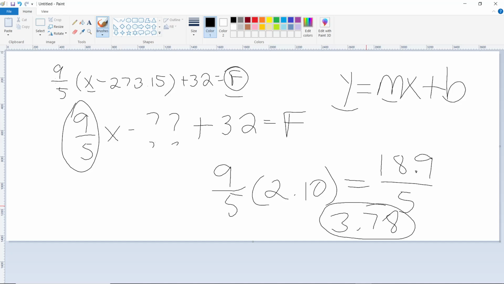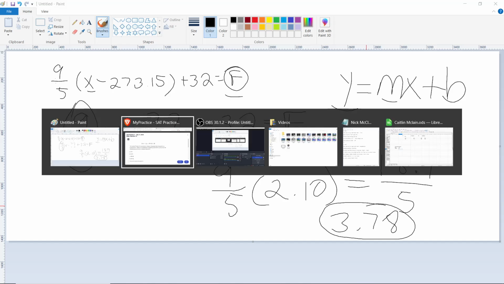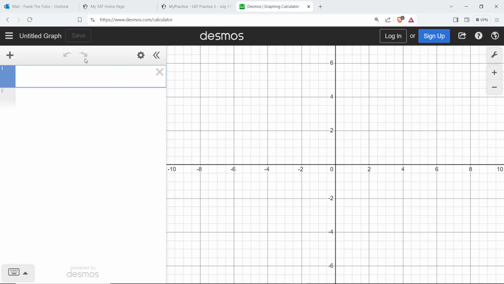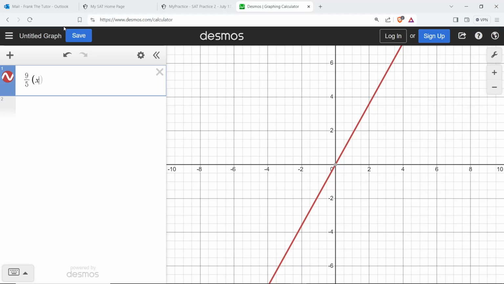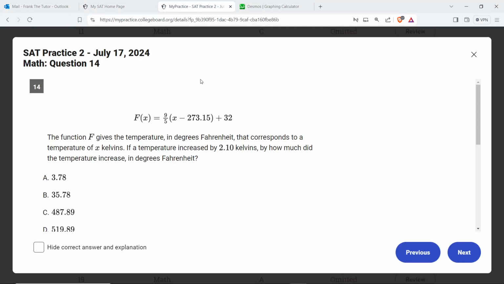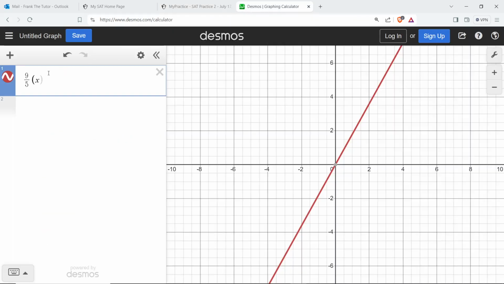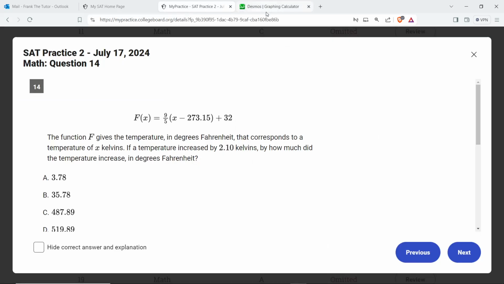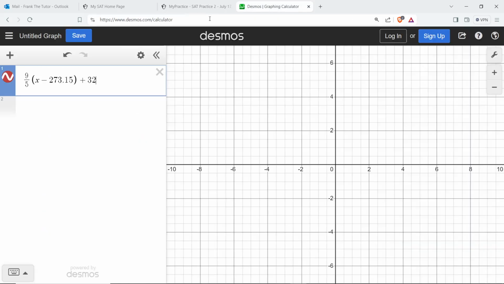Well, what happens if you didn't think about that? Never fear, Desmos is here. And unfortunately, on the Desmos Online, I can actually copy and paste, but in Desmos on Blue Book I cannot, so I will just type it: x minus 273.15 plus, I think it was 32. This is in case you can't figure out what's going on, try Desmos.